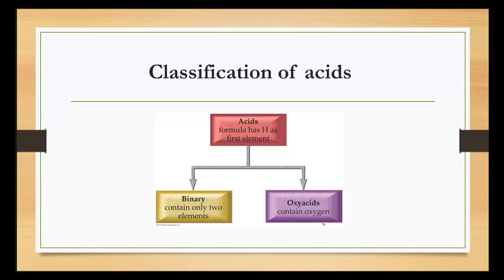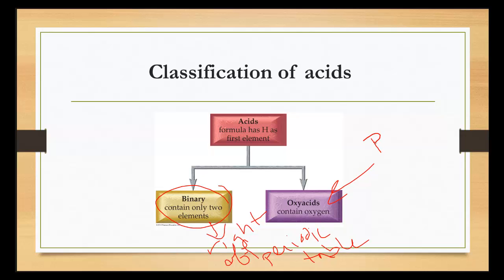So to break it down, here are the acids. Binary is one where it comes right off the periodic table, and it'll be bonded with a nonmetal. Whereas the oxyacids are from polyatomic ions. And there are different ways to name each of these categories.